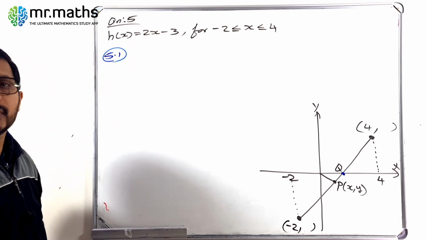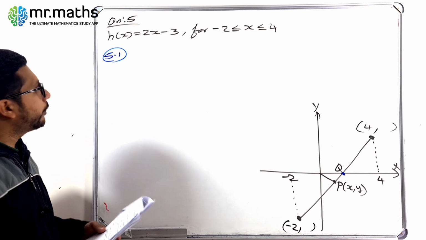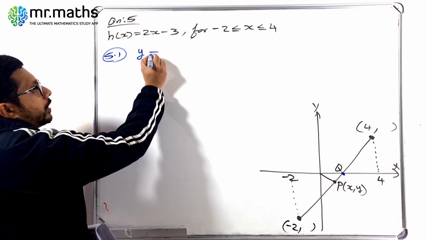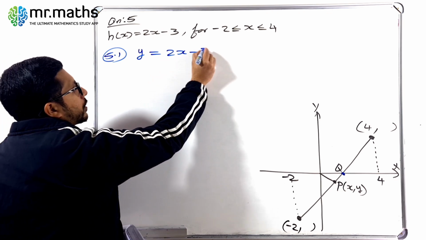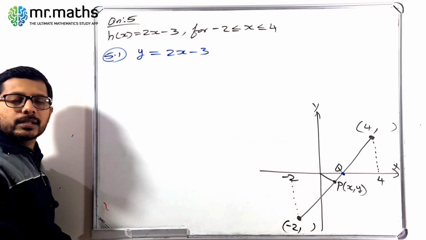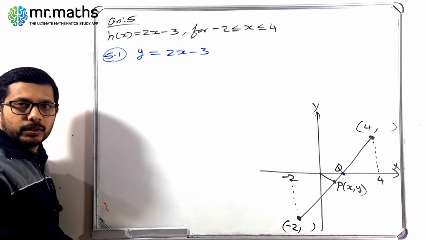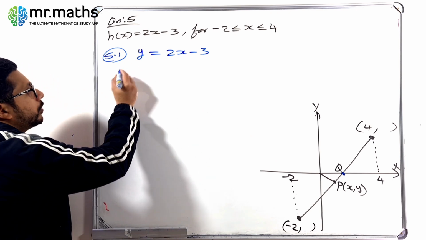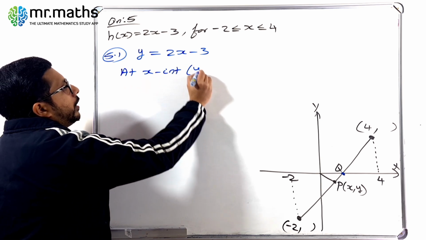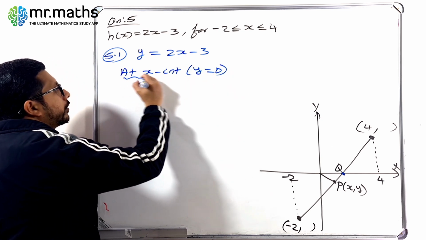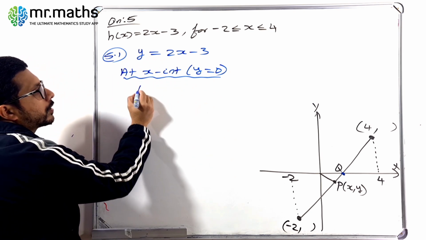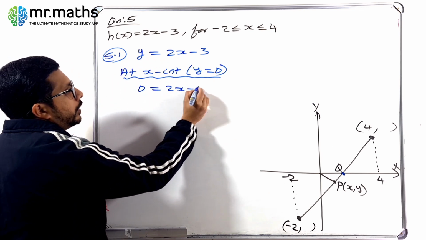Determine the coordinates of Q. Here this h of x is a function, so we can write it as y is equal to 2x minus 3, and we know that this Q is an x-intercept. So what is the y value? Y value is 0. At the x-intercept, y is equal to 0. So here substitute the value of y as 0, that means 0 is equal to 2x minus 3.